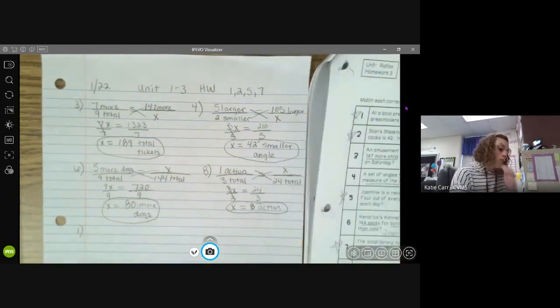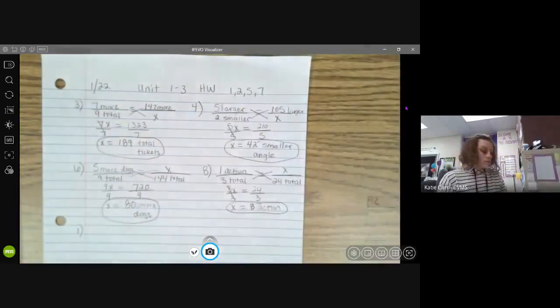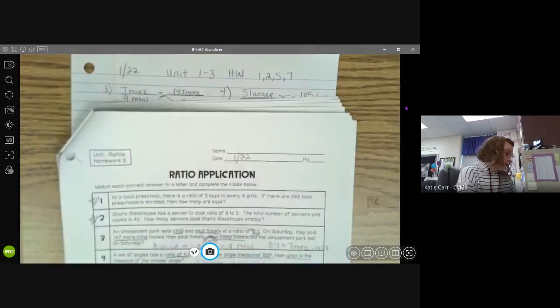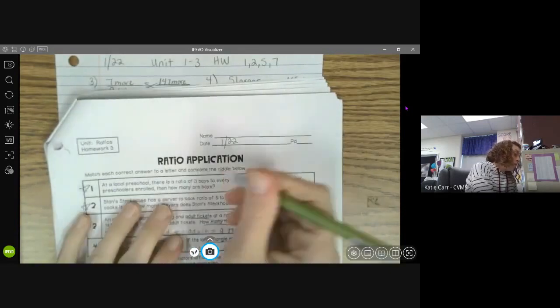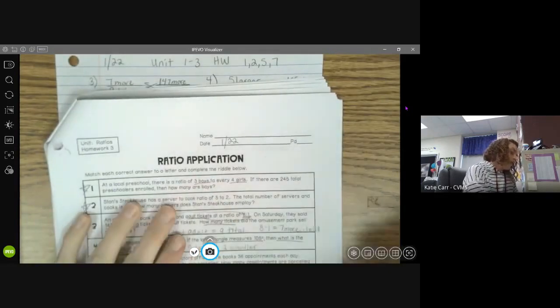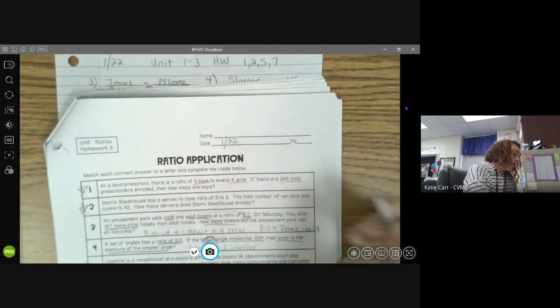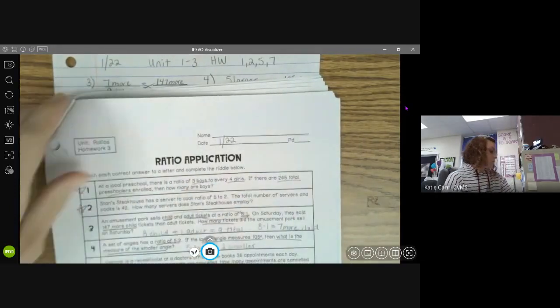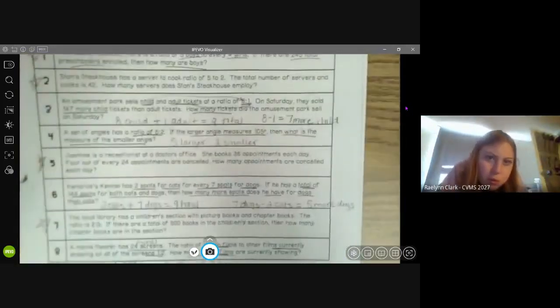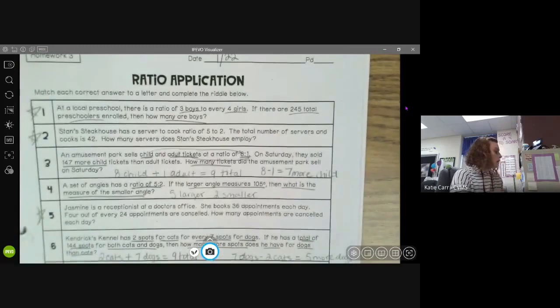Okay. So a local preschool, there's a ratio of 3 boys for every 4 girls. If there are 245 total preschoolers, how many are boys? How do you think we would set this up?